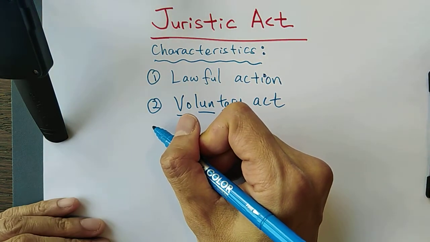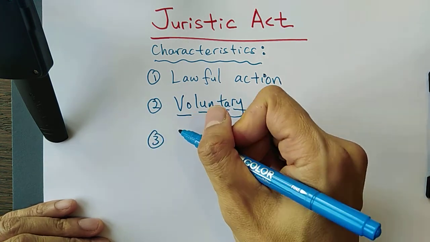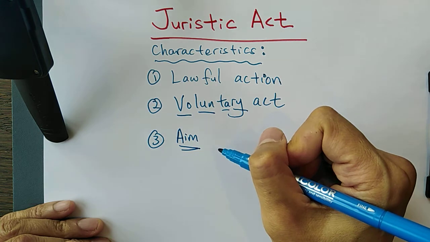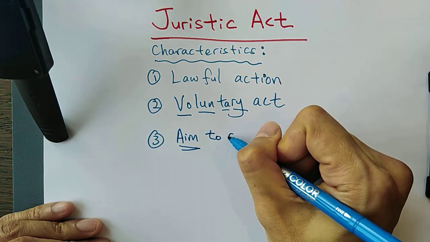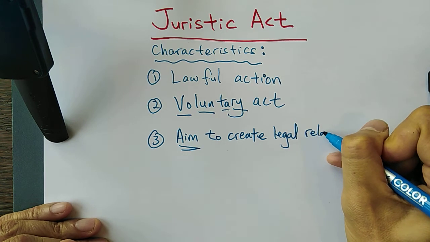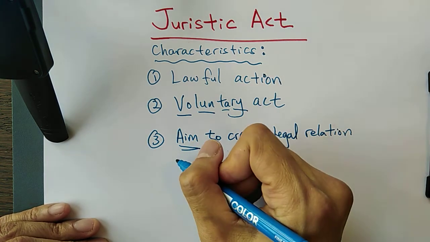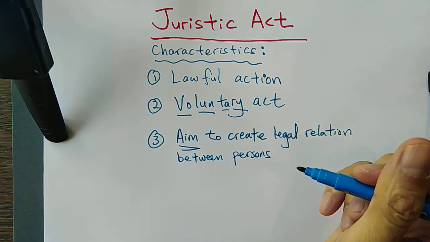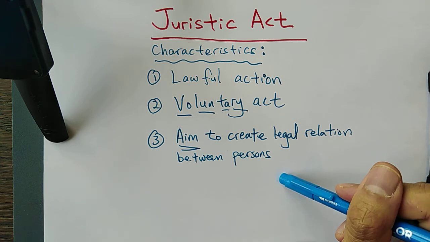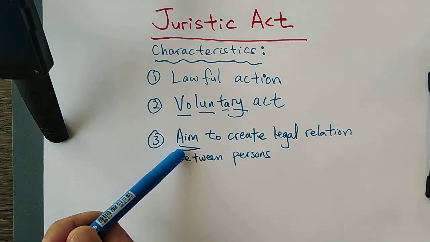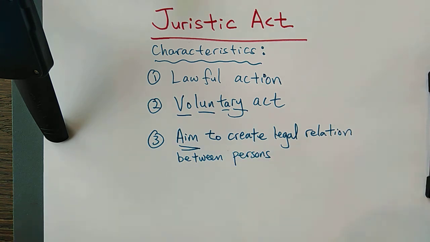The third one, the third characteristic is that it must be an action that has the aim, goal, objective, to create legal relations between persons. So it is an action that is carried out with some kind of intention in the mind. The intention, the aim there is to create some kind of a legal relationship with the other person.